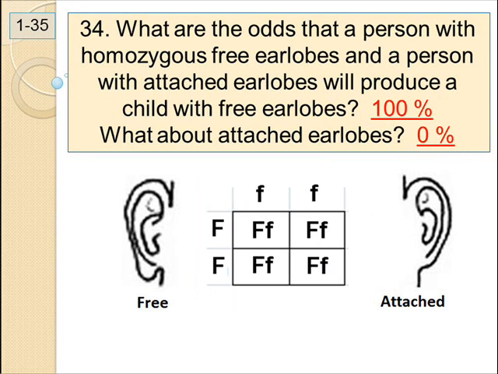Now, I made my Punnett square. And this person has the two big F's because, like I told you, homozygous free. And this person's right here, and that'd be the two small F's. And then when I recombine them, I find that as far as producing children, it's free earlobes every time. No chance to make a child with attached. Because every time that big F is going to stop it. It's going to be free.